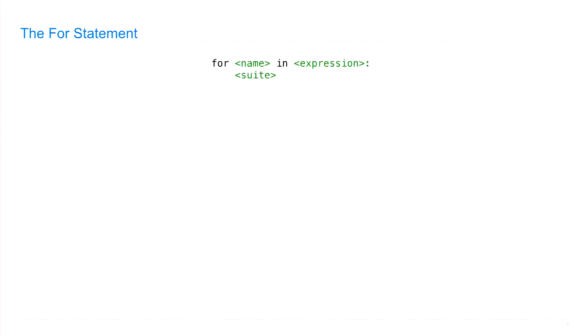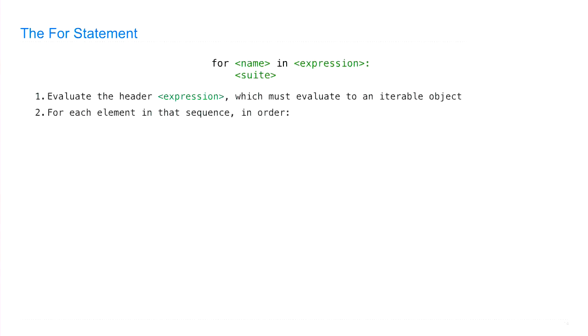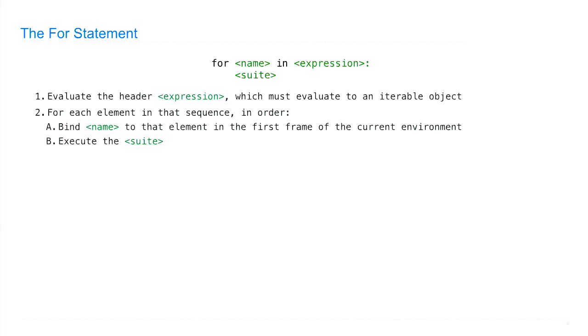Okay, so here we are in week whatever, 10 of this course. We're finally going to talk about how for statements work. You've probably used the for statement before because I made you, but I never really told you what it does. Here's what it does. It evaluates the header expression, which must evaluate to an iterable object. For each element in that sequence in order, it binds the name to the element in the first frame of the current environment and executes the suite.